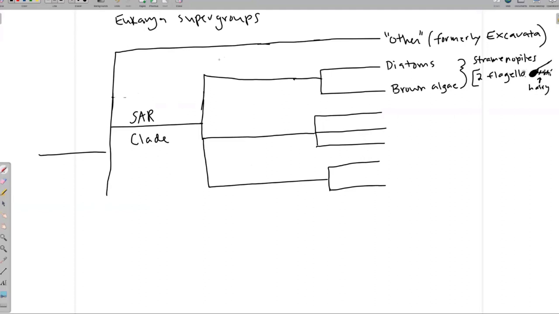Then we have, and I don't have all these groups. I'm just telling you the ones that are important to me. Plasmodium and others. They have a bigger name, apicomplexans, but don't worry about that. Just those, Plasmodium. Ciliates. Dinoflagellates. These are the A of SAR.